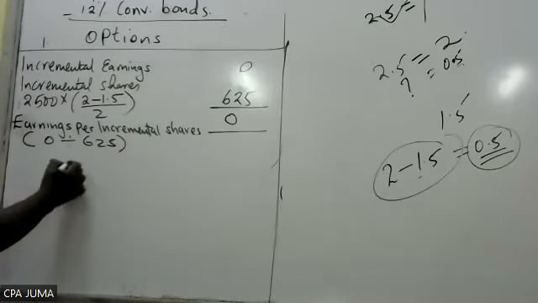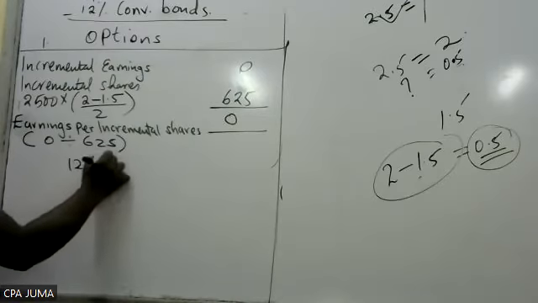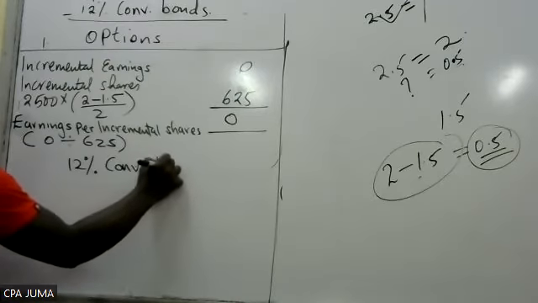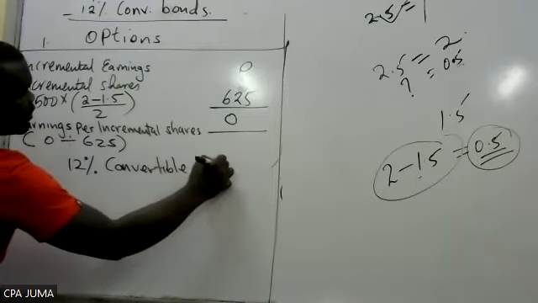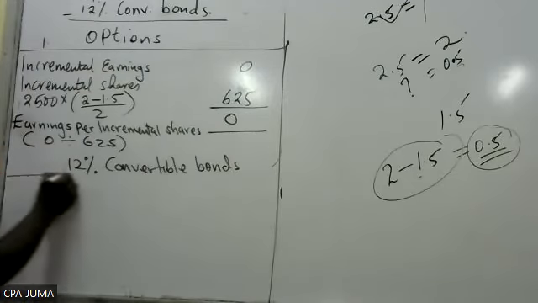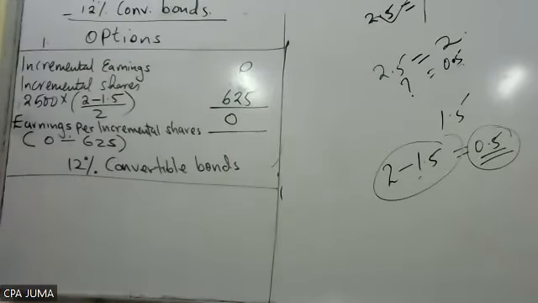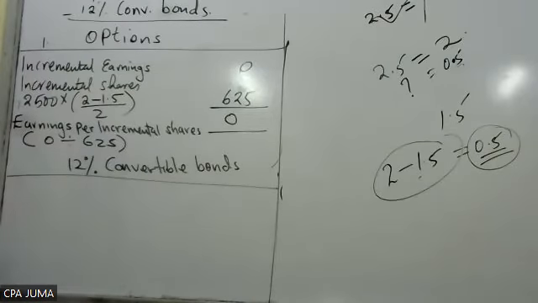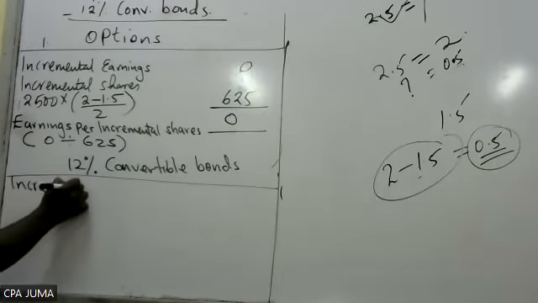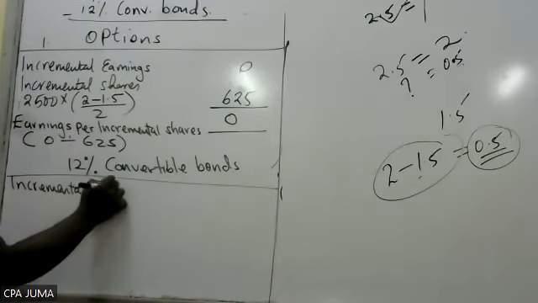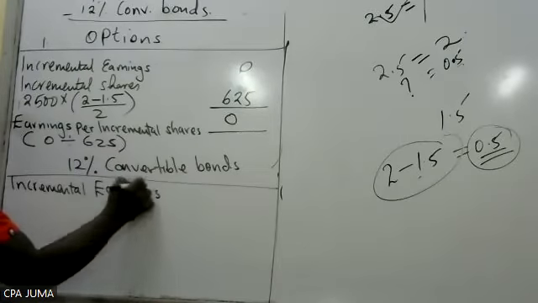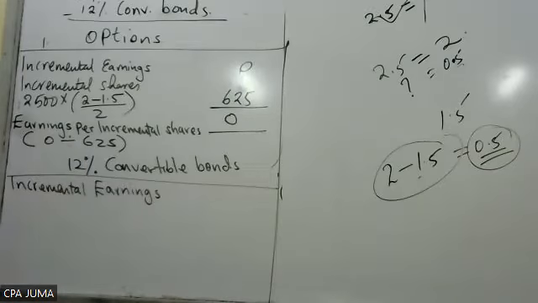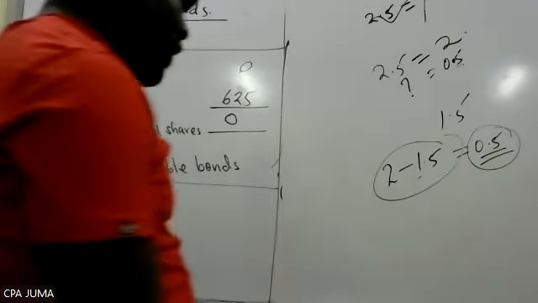12% convertible bonds. You assess the same earnings and shares. So you come and say incremental earnings. So that is equal to 0.